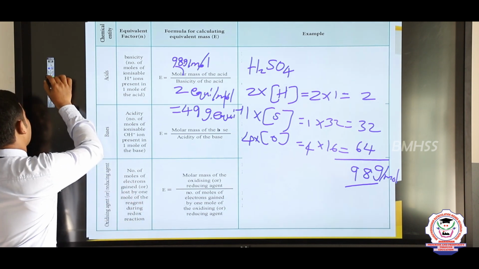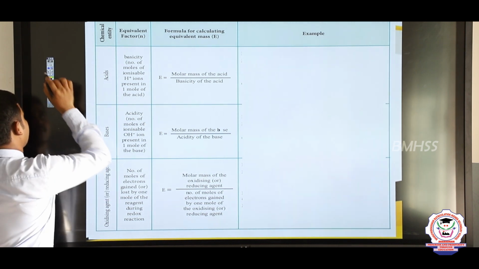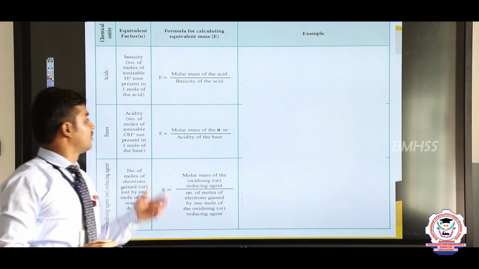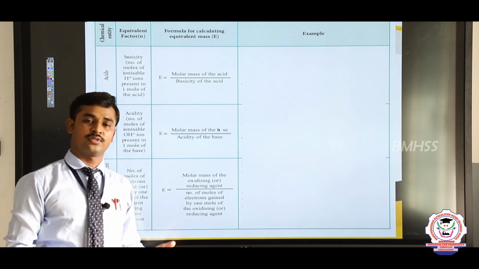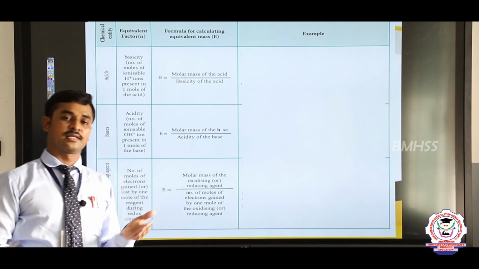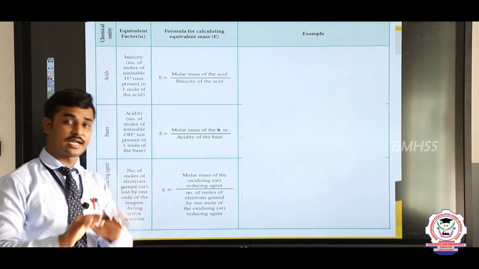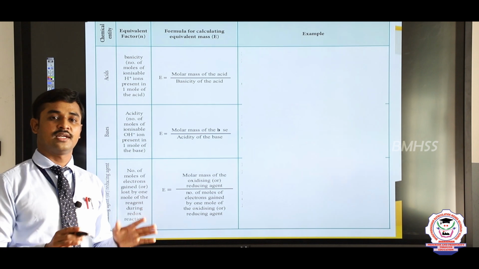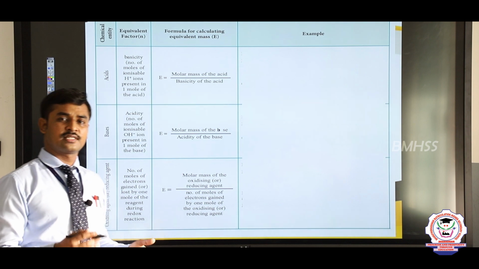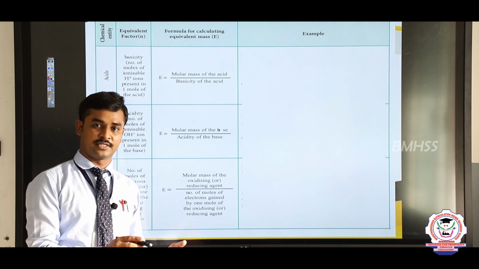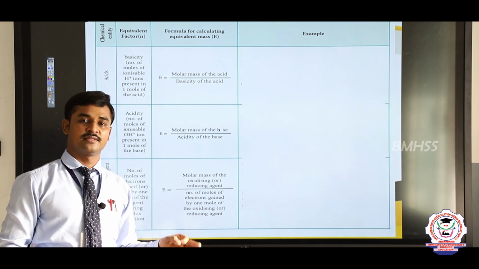Now you know well about the acids. And what about the bases? For example, KOH, potassium hydroxide, is a base. Bases do not have basicity; they have only acidity, and acids have only basicity. Acids have H plus ions, which is represented as basicity, and bases have OH minus ions, which is represented by acidity.